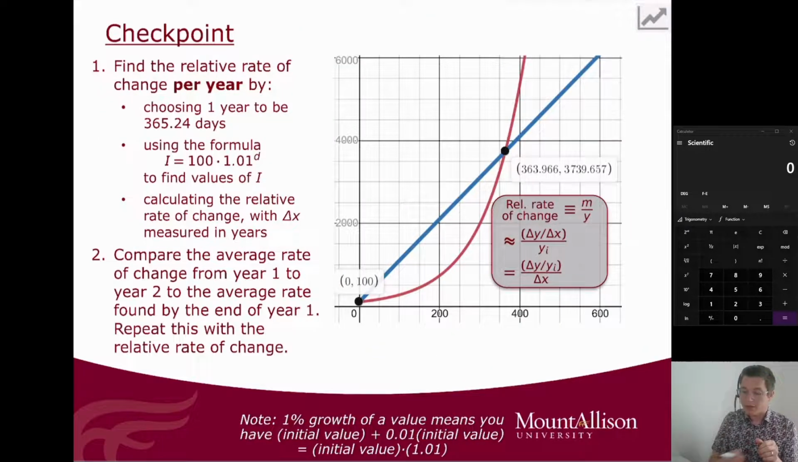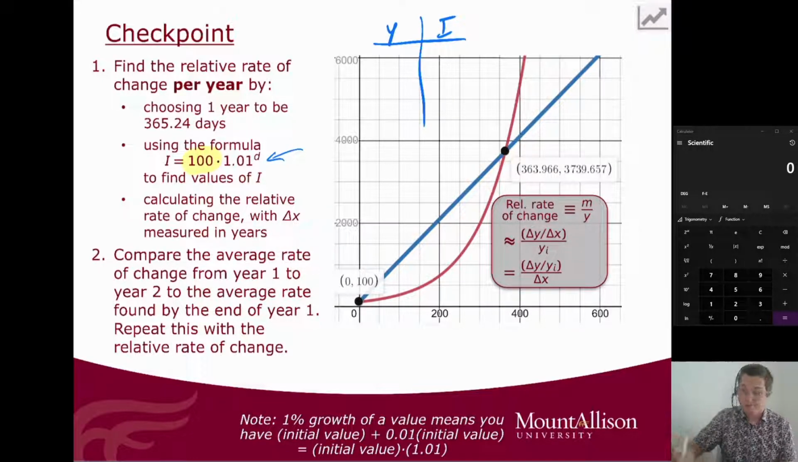Now, to get a sense of relative rates and average rates of change, I'd like you to take a minute and go through these two questions. What I'm looking for you to do, we know that the 1% per day might be given by a formula like this. I have my initial value, which was $100, and then I'm increasing by 1% per day. Now, if I change my delta x, that's going to change my delta y over y if I have a consistent relative rate of change. So I want you to find the relative rate of change per year by using that formula and building a new table.